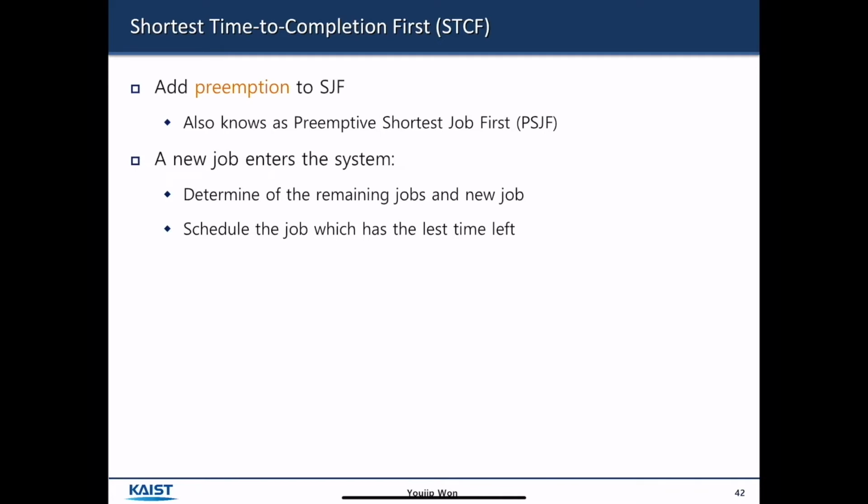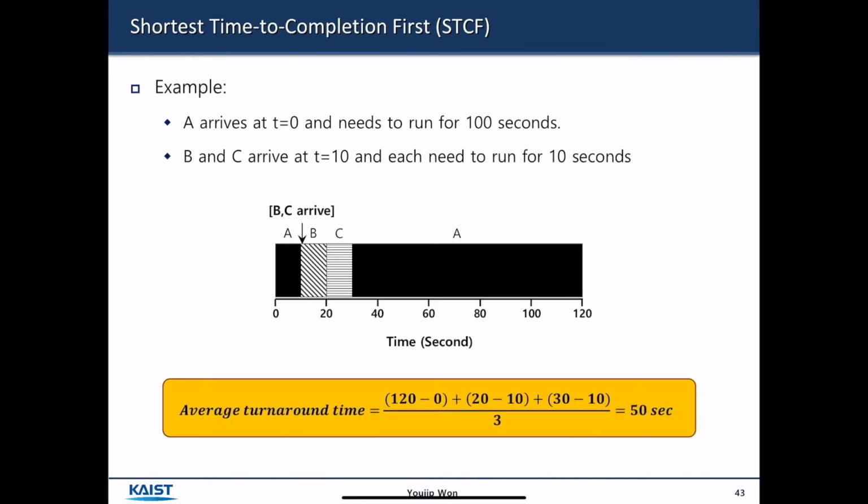Let's add the preemption feature to the CPU scheduling algorithm. Whenever new jobs arrive, the scheduler is triggered, and it checks whether any newly incoming process has the shortest remaining time, and selects the process with the shortest execution time whenever the scheduler is executed. We call it the shortest time to completion first algorithm, STCF, or the shortest remaining time first algorithm, SRTF.